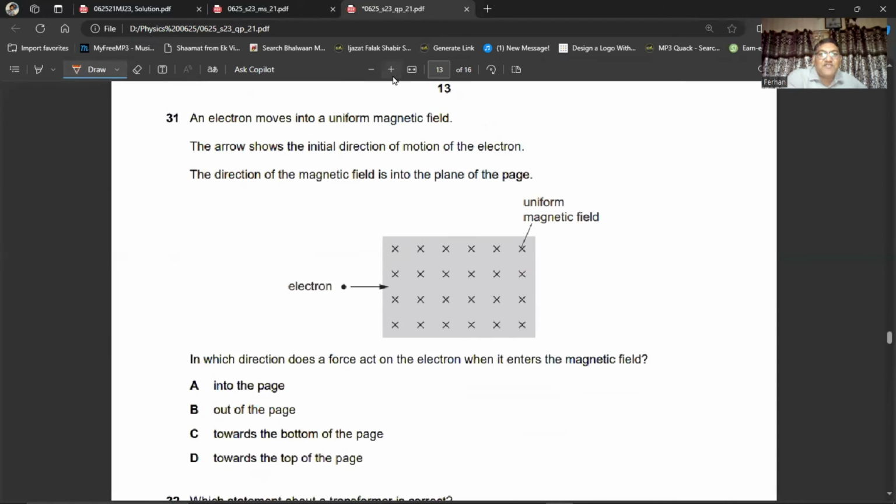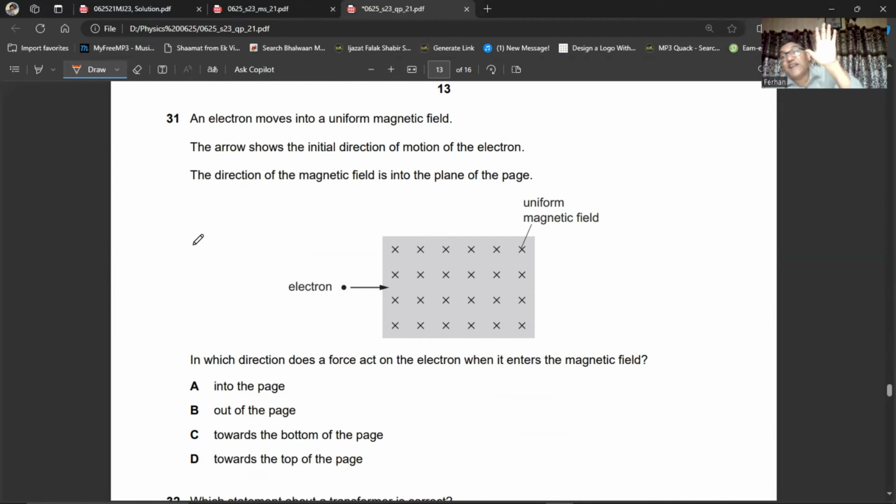That is question number 31. An electron moves into a uniform magnetic field. The arrow shows the initial direction of motion of the electron. The direction of the magnetic field is into the plane of the page. In which direction does a force act on the electron when it enters the magnetic field?